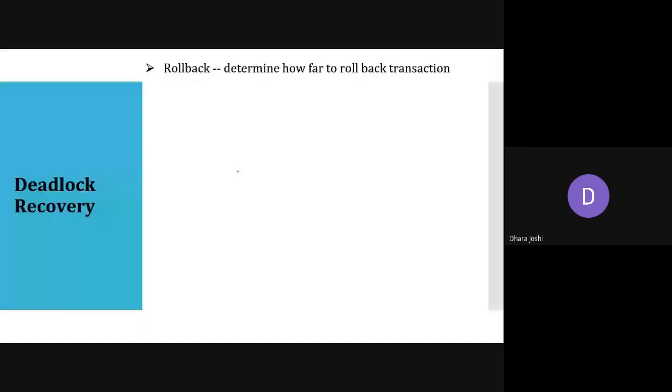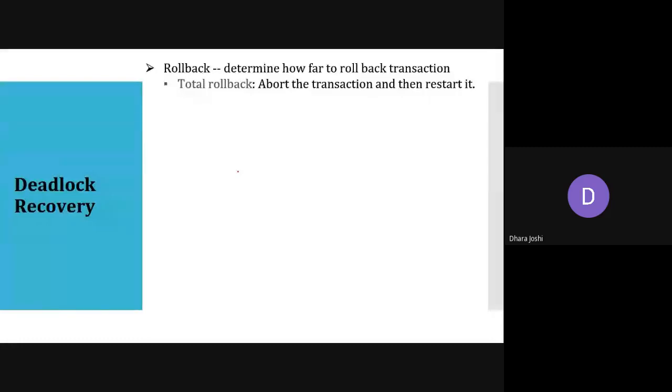Rollback also means determining how far to roll back. We are not going to roll back the entire transaction. If they are having 30 instructions, and the first 10 instructions are just read and write, it has not acquired any lock, or the lock is not having a problem till the 10th instruction. So we roll back only up to the 11th instruction. Total rollback, that means abort that transaction and restart it. So it will be starting from the initial first instruction itself.